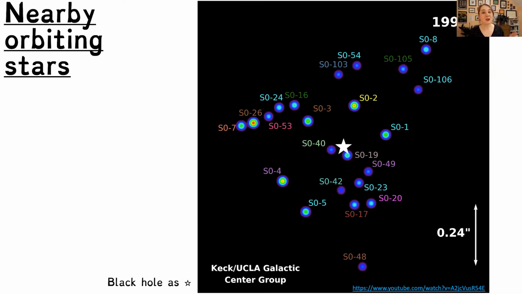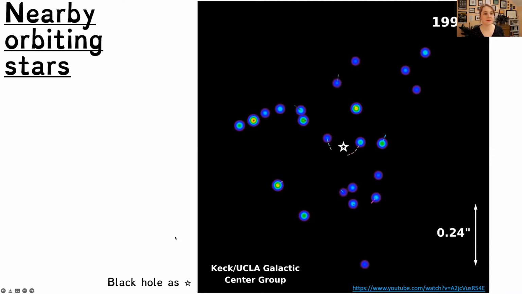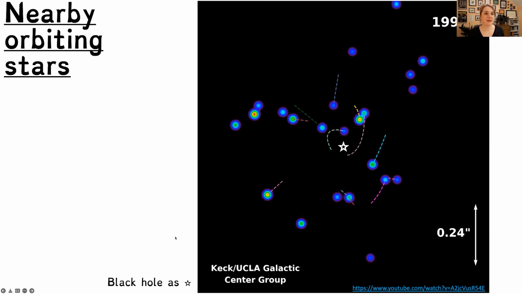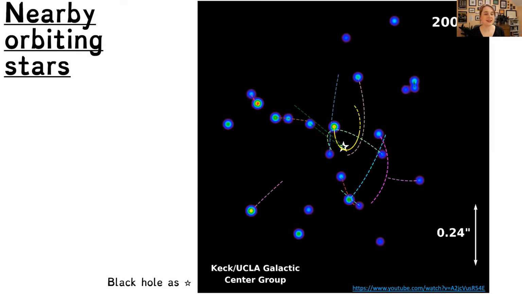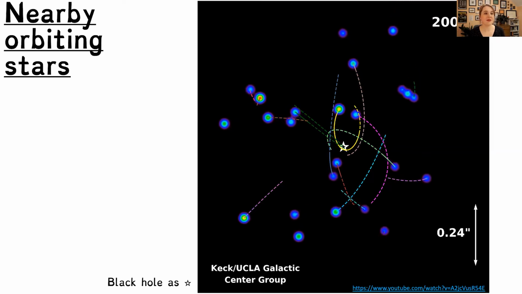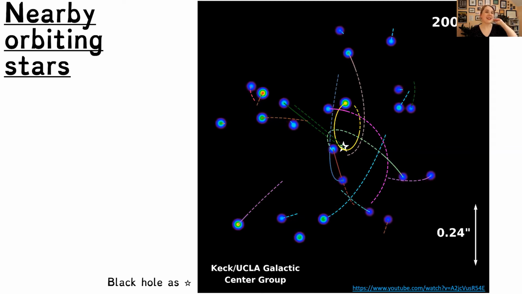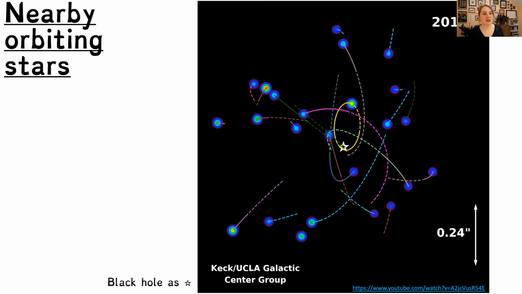But if we have a supermassive black hole that's very, very massive at the center of our galaxy, its strong gravity can actually bend the path of the stars as they're moving. So let's watch this. It starts in 1995 and it's going to come all the way up till 2020. Here's 2000, 2005. And you can see they've traced out the path of the stars with the dotted lines.